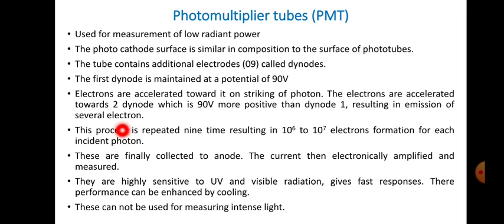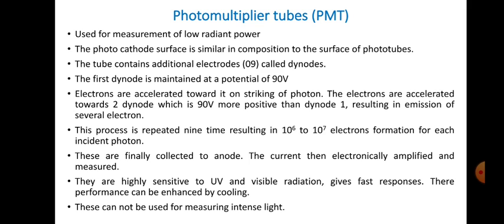So this process is repeated 9 times, and this is amplifying the signal, as I told you, by a factor of 10 raised to 6 to 10 raised to 7. So that many times the signal will be amplified. These are finally collected at the anode, and the current is then electronically amplified and measured. They are highly sensitive to UV and visible radiation, and they give fast responses.